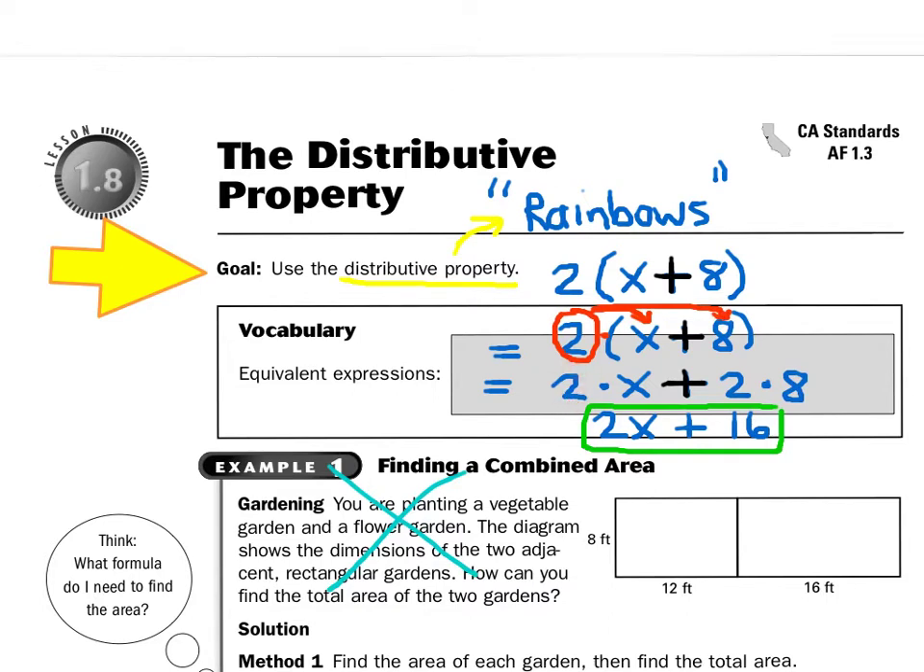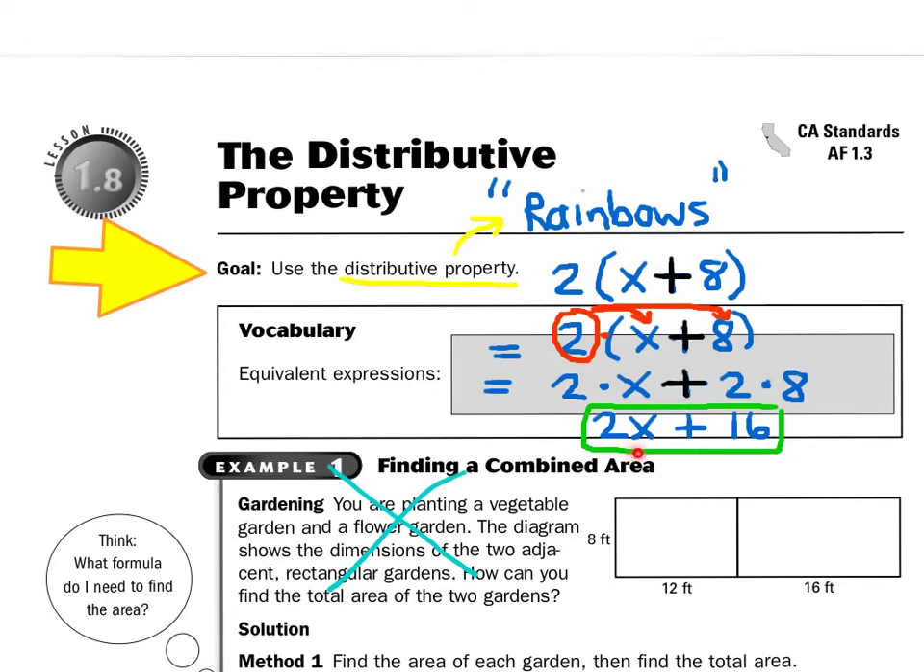And now we're going to multiply the 2. So we have 2 times x, and then copy that plus sign, and then grab the 2 and do it again. 2 times 8 right here. And now we simplify as much as we can. So 2 times x in algebra we write as 2x, and then copy that plus sign, and then 2 times 8, of course, is 16.